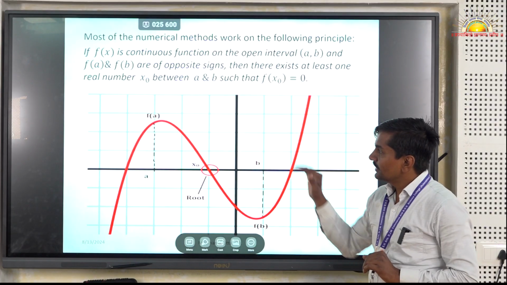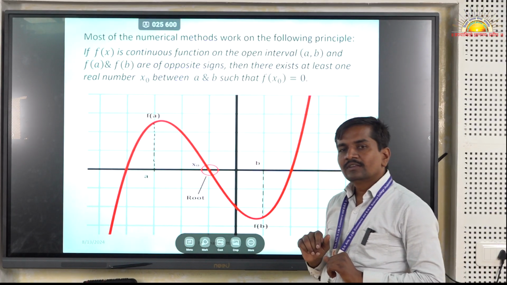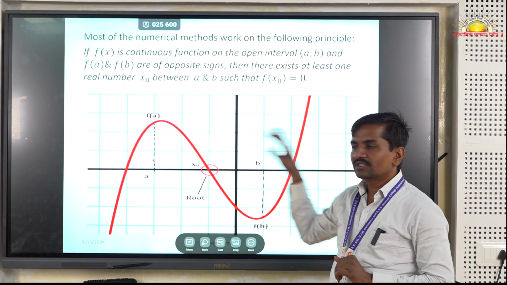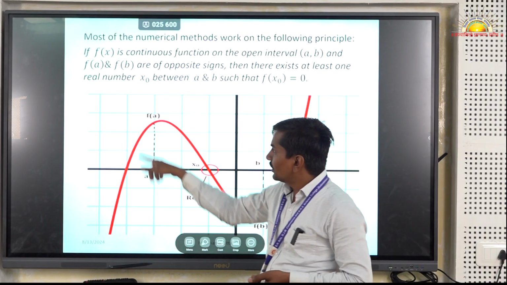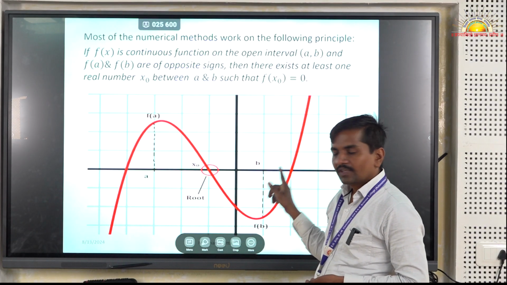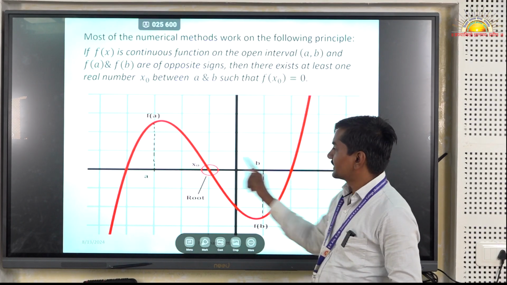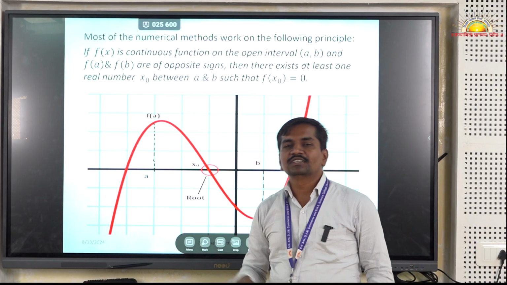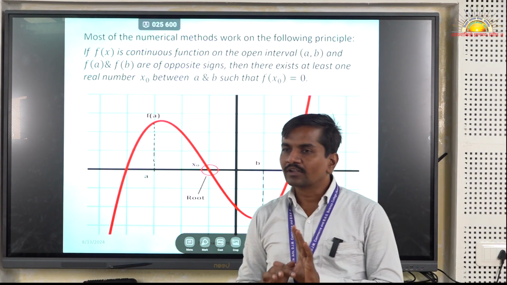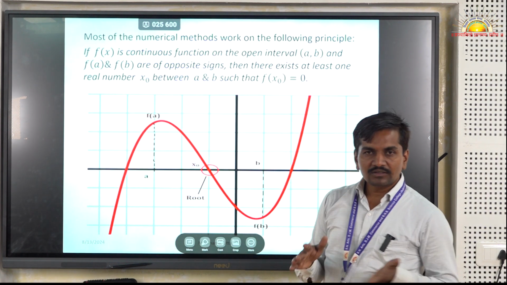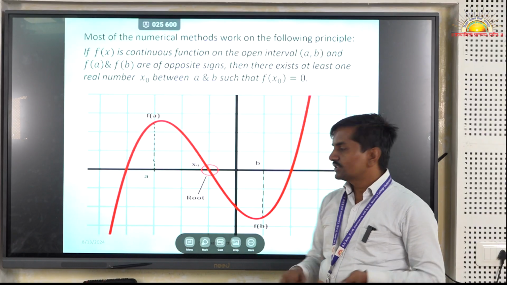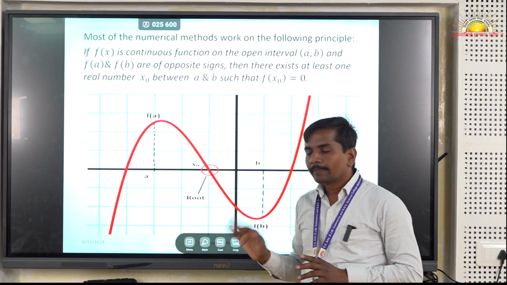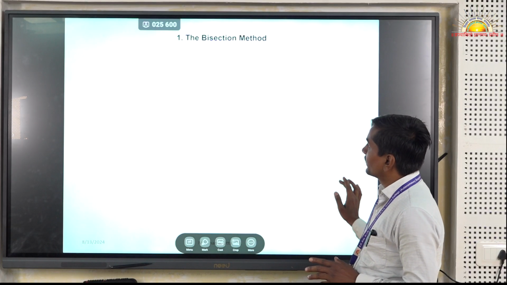Okay. Geometrically or graphically, if x naught is the root of the equation, it means the curve of the function intersects the x axis at point x naught, and that point of intersection is nothing but the root of the equation. Now our main aim is to find this point of intersection numerically. For that we discuss some numerical methods.